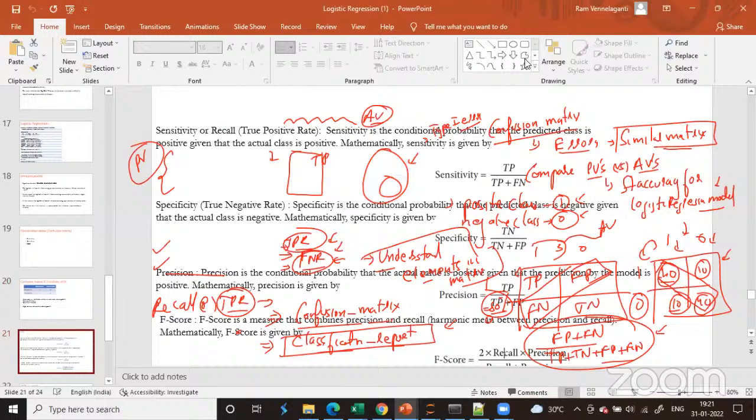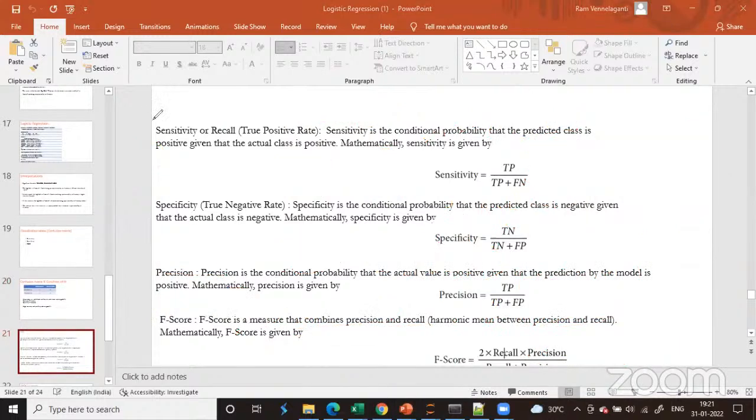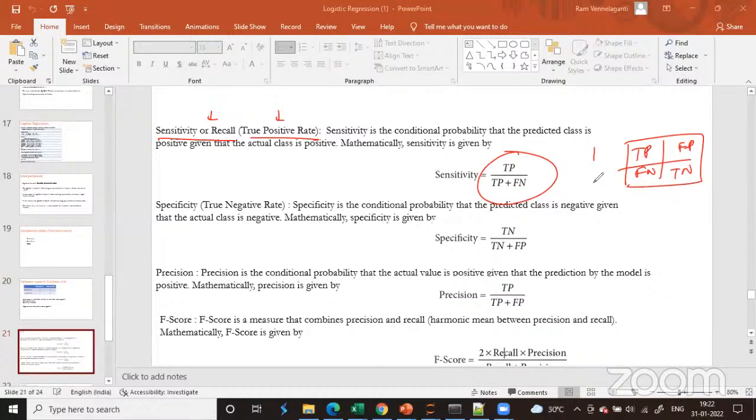Now, sensitivity is called recall or true positive rate for us. What is the formula? TP by TP plus FN. That is sensitivity for us. So sensitivity is the conditional probability that the predicted class is positive, given that the actual class is also positive. Given that the actual class is positive, how many of your observations is your model correctly able to predict as positive? That is called sensitivity.